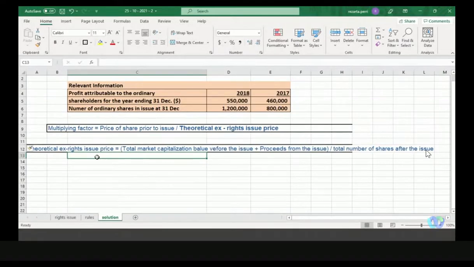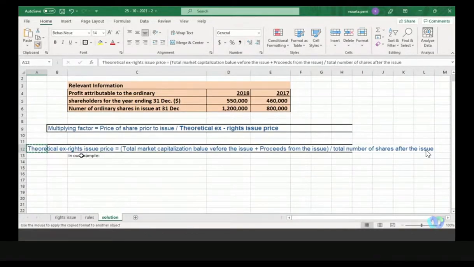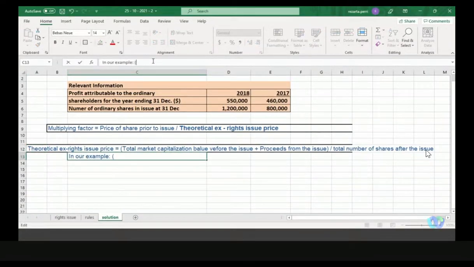In our example, how would the calculation of the ex-rights issue price look? If we follow the formula, it should not be difficult. Just follow what I'm going to put as data, and in case you don't understand, please ask.